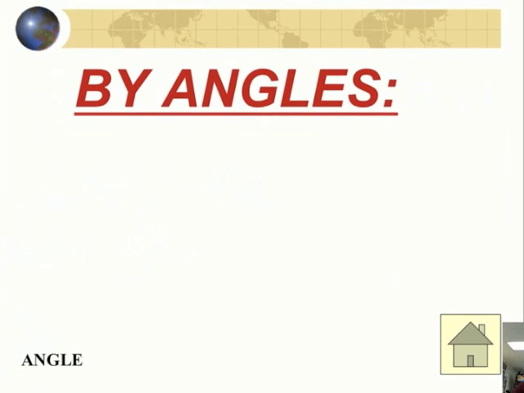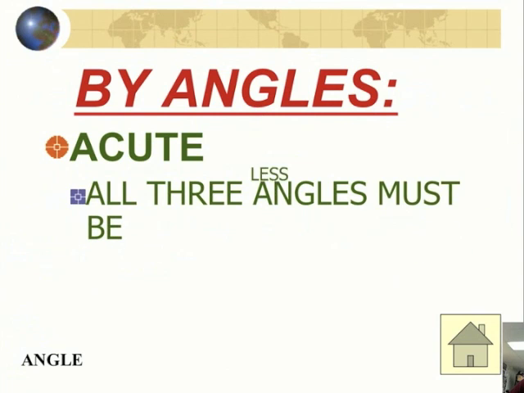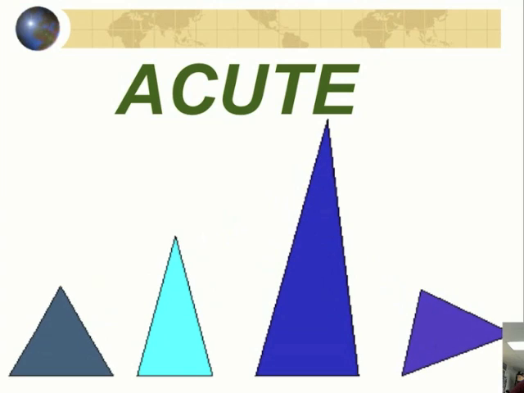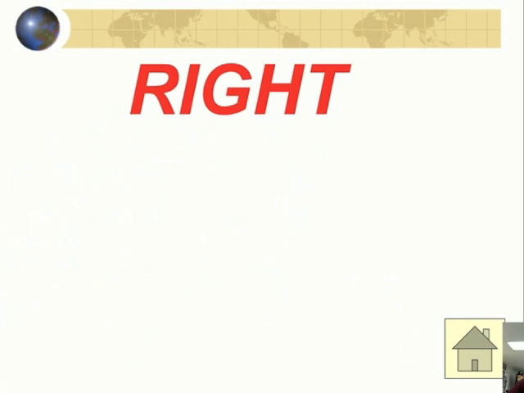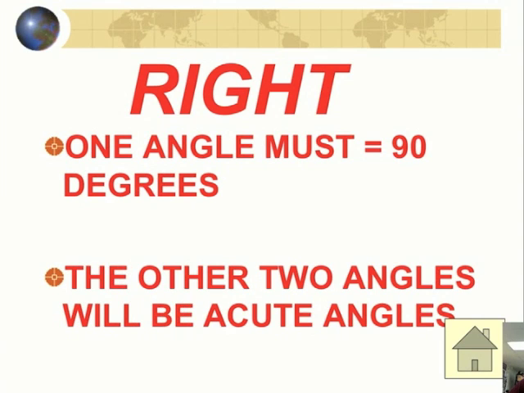In regards to the angles that you're looking for, if we're looking by angles, well, this should be kind of a review. All three angles must be less than 90 degrees. So an acute triangle is anything where all three angles are less than 90 degrees. So here are some acute triangles that you're looking at. We also have a right triangle. In a right triangle, one angle equals 90 degrees.